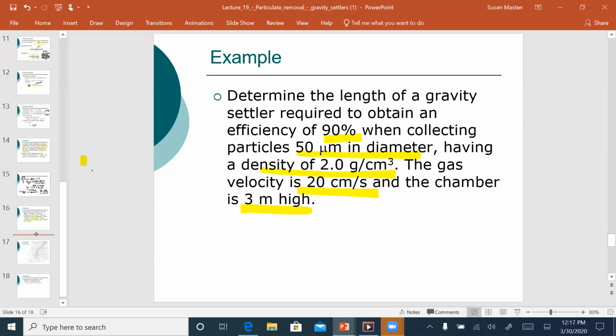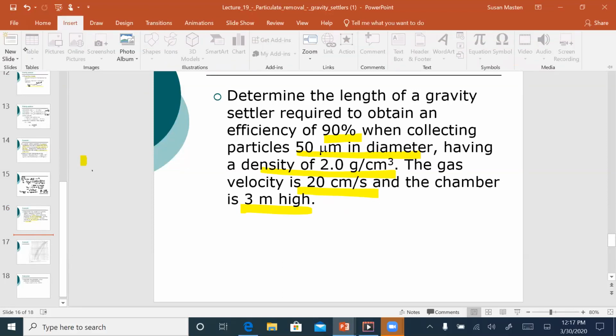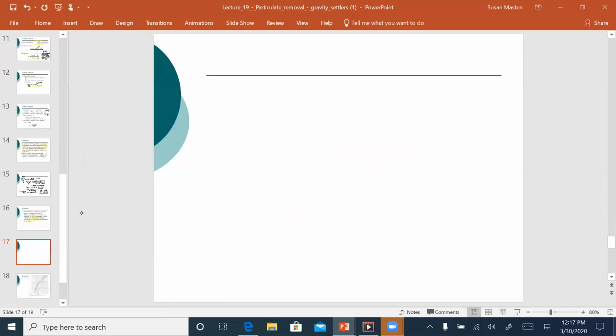So let's add another slide in here just so we have more room. We're looking at 90% removal. We have particles, the diameter of the particles are 50 microns. The density of my particles is 2 grams per centimeter cubed. The gas velocity is 20 centimeters per second, and the height is equal to 3 meters.